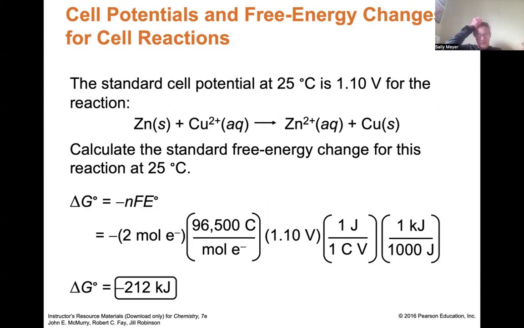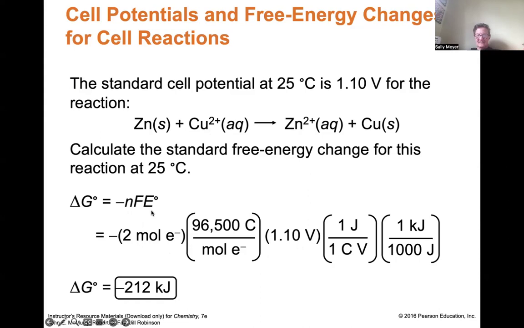So this is just showing you how you'd use that equation. So the standard cell potential is 1.1 for this reaction. Calculate the standard free energy change for this reaction. So the cell potential goes here, the 1.1 volts. And the 2 comes from the fact that as you've balanced the reaction, that's how many electrons are flowing. So when zinc solid and copper 2+ react, it's a 2 mole of electron process. So 2 moles is n.